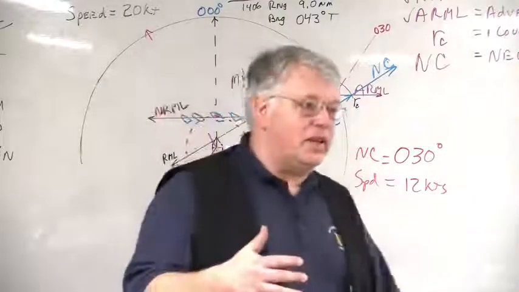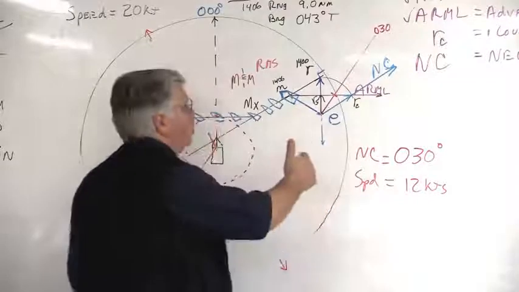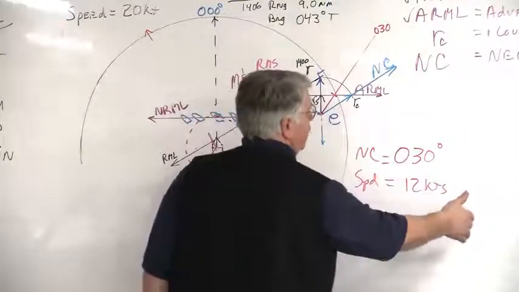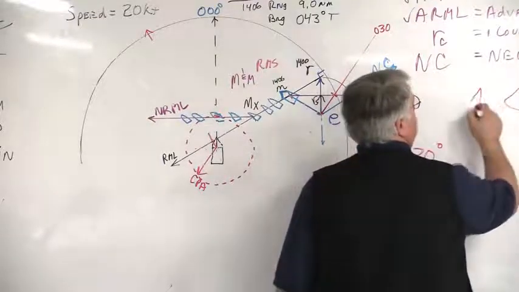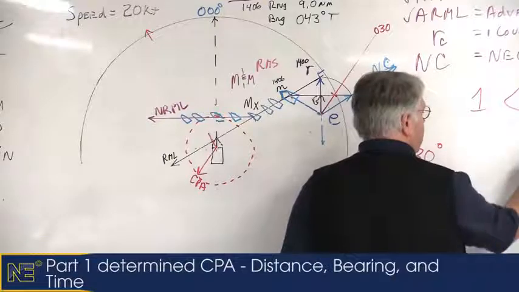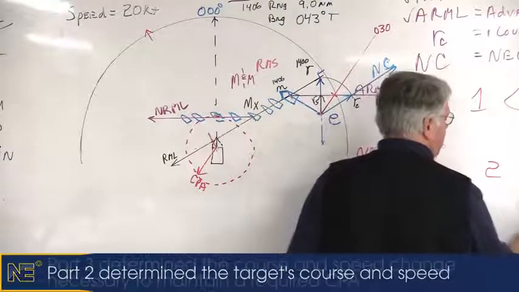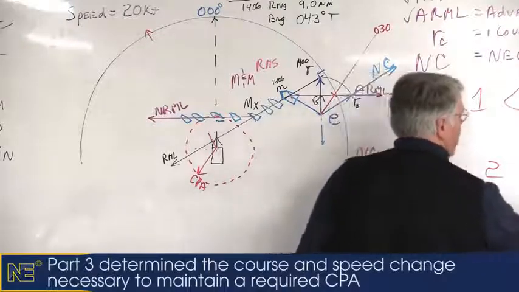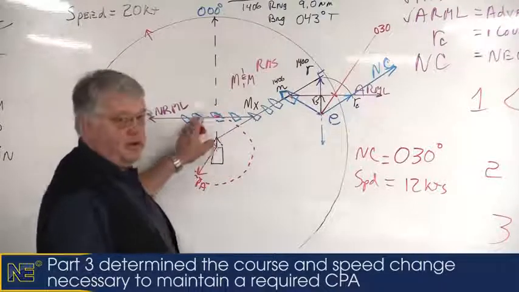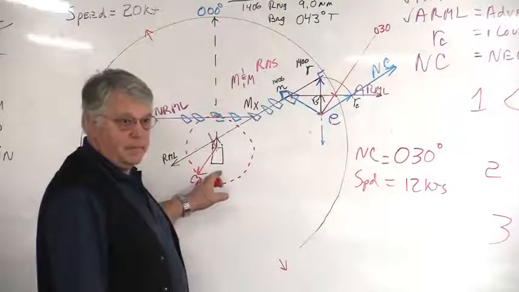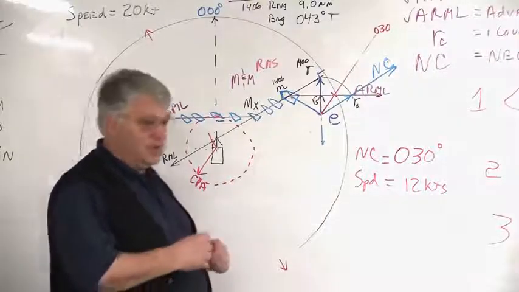This sort of completes the whole event here, where we have gone through parts 1, 2, and 3. We've figured out the priority of CPA distance, bearing, and time. Then we did part 2, where we figured out his course and speed. And then we've done part 3, which we figured out what course we have to change to in order to maintain a required CPA. Questions? Excellent. Let's practice some of these.